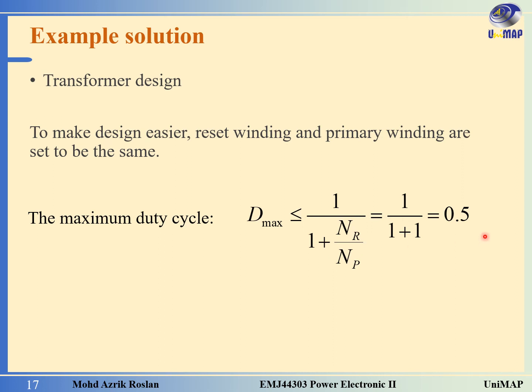Sometimes the question can ask you to make sure that the maximum duty cycle is, let's say, more than 0.5, let's say 0.6. So we have to make sure that we have a proper ratio for NR over NP. To get 0.6, you have to calculate the required value for NR over NP, so that we can get the value of 0.6 for the maximum duty cycle.